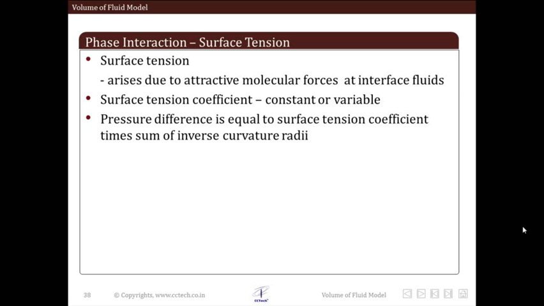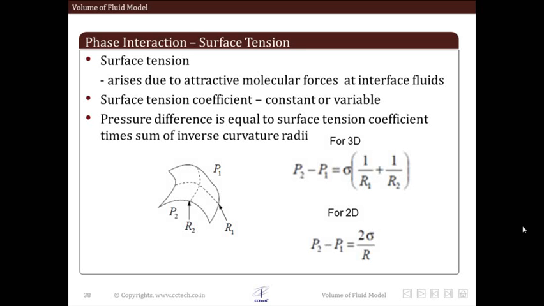Now, this surface tension coefficient is used and it is multiplied by the sum of inverse curvature radii to calculate a pressure difference, which is then used in the CFD calculations. As you can see, if we have such type of an interface for 3D calculations, this is the pressure differential that is calculated from surface tension coefficient and the inverse of curvature radii. And for 2D calculations, it is in this way. That is just the surface tension coefficient divided by the radii of curvature. So this is how surface tension is included in the calculations. We need to give the surface tension coefficient.